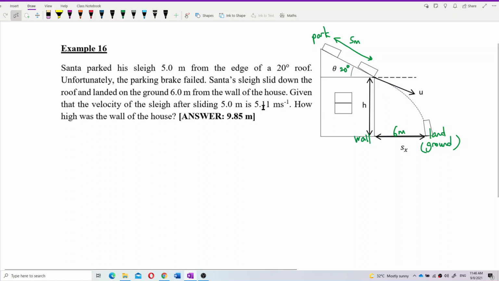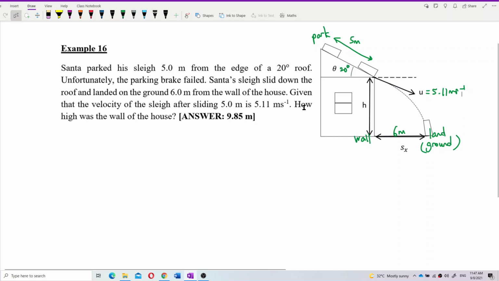Okay, this 5.11, so we can write it over here. This is 5.11 meters per second. That's the initial velocity for the projectile motion. This sled slid down 5 meters. After sliding down 5 meters, it achieved a velocity of 5.11 meters per second at the edge of the roof. So this 5.11 meters per second becomes the initial velocity for the projectile motion until it landed on the ground 6 meters away from the wall. Understand?